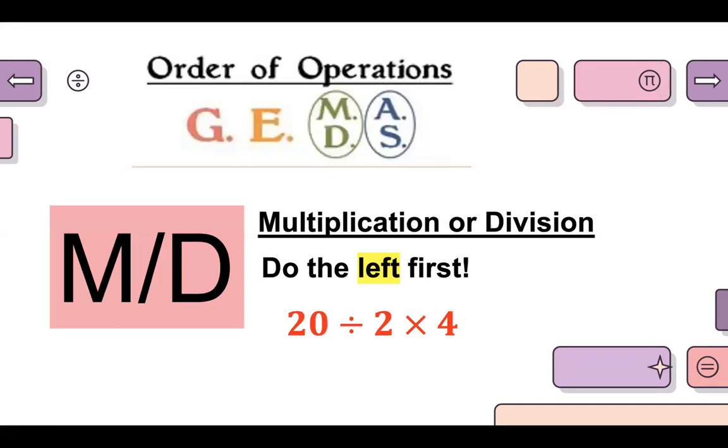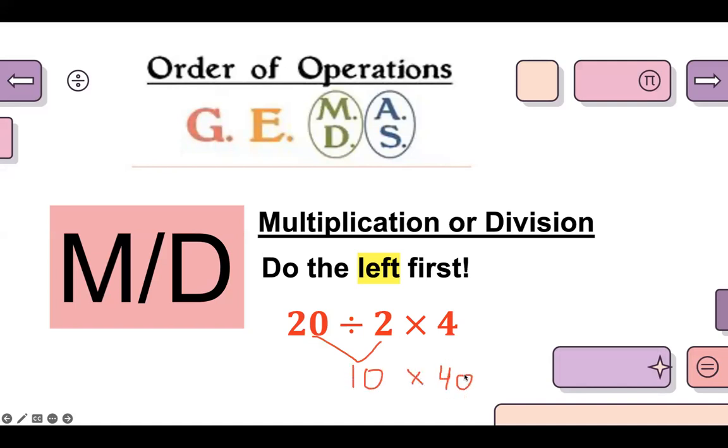Okay? So say for example, we have 20 divided by 2 times 4. It doesn't mean that since we have GEMDAS, you're going to start with M. Okay? So it's either M or D. Whatever comes first, you need to simplify it. So in this equation, we have 20 divided by 2 times 4. What you should do here is simplify first whatever is on the left. In this case, we have division. So 20 divided by 2, we have 10 times 4, that is 40.